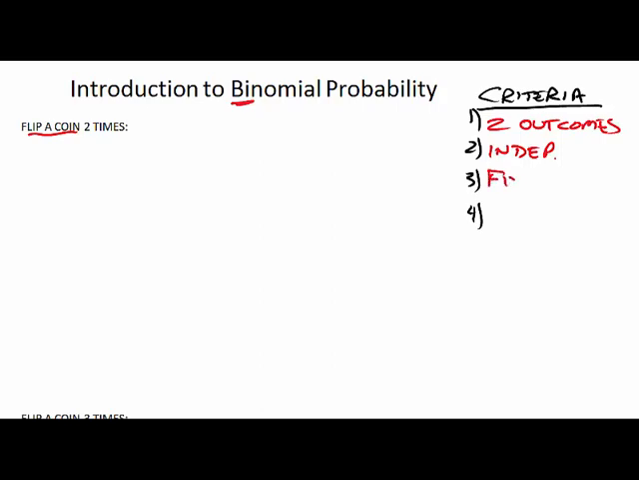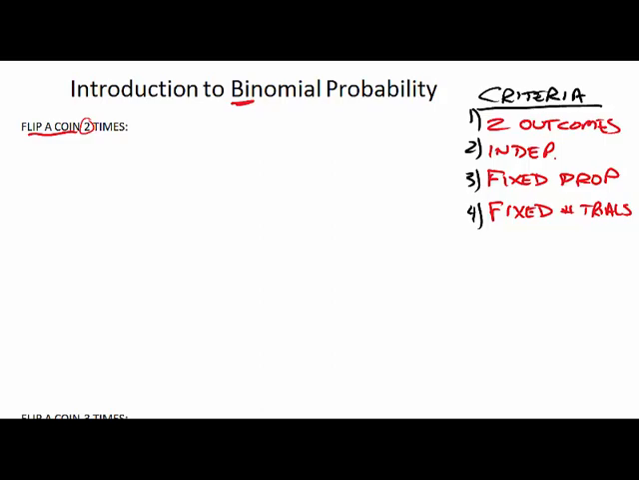There have to be fixed probabilities from one trial to the next. Well, certainly the probability of heads is 1/2 on each and every toss. A coin has no memory, those probabilities don't change. And there also have to be a fixed number of trials. In this case, we are talking about specifically flipping a coin 2 times. So we are satisfying all of the criteria that we need for a binomial situation.